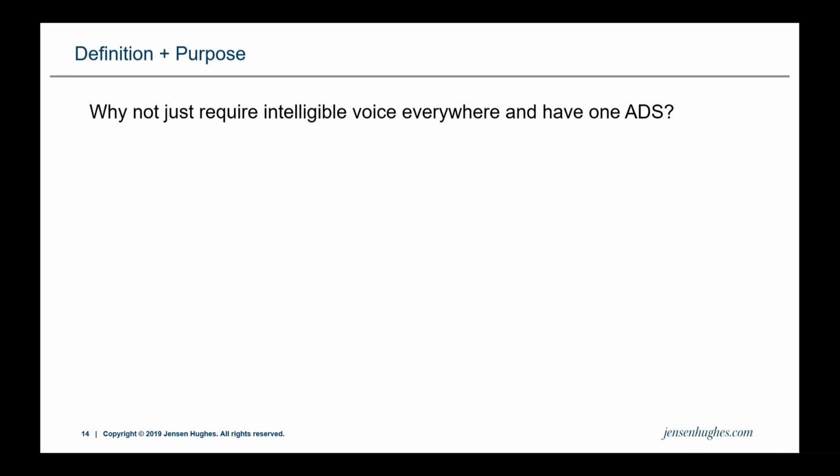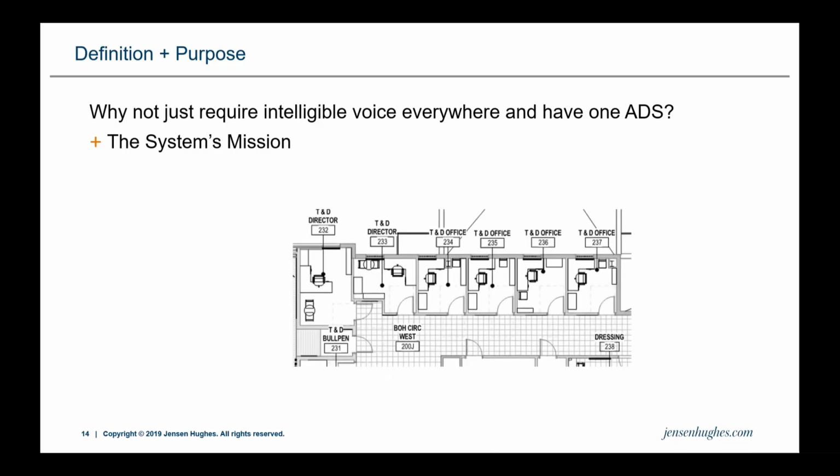Now, in order to understand why we can't have just one ADS, we need to have a grip on 3 things. The very first thing is the system's mission or purpose. This will define where intelligible voice is really needed. Let's take a group of offices as an example. In this case, each small office, or perhaps the whole group of small offices, could be defined and probably should be defined as an acoustically distinguishable space.